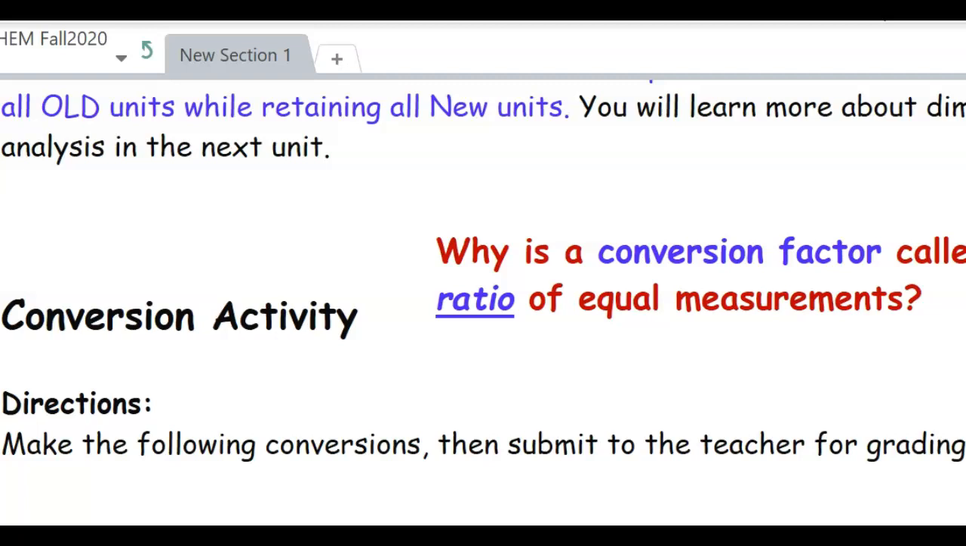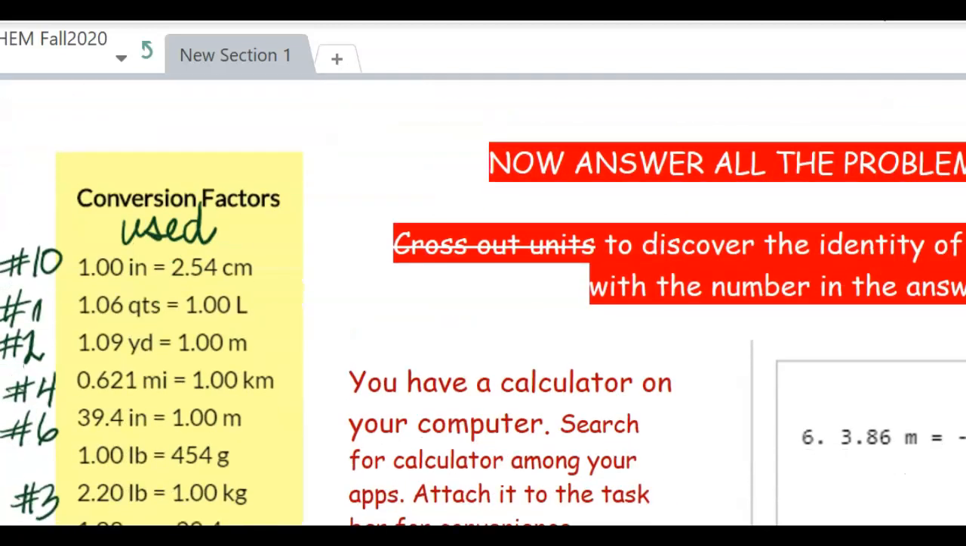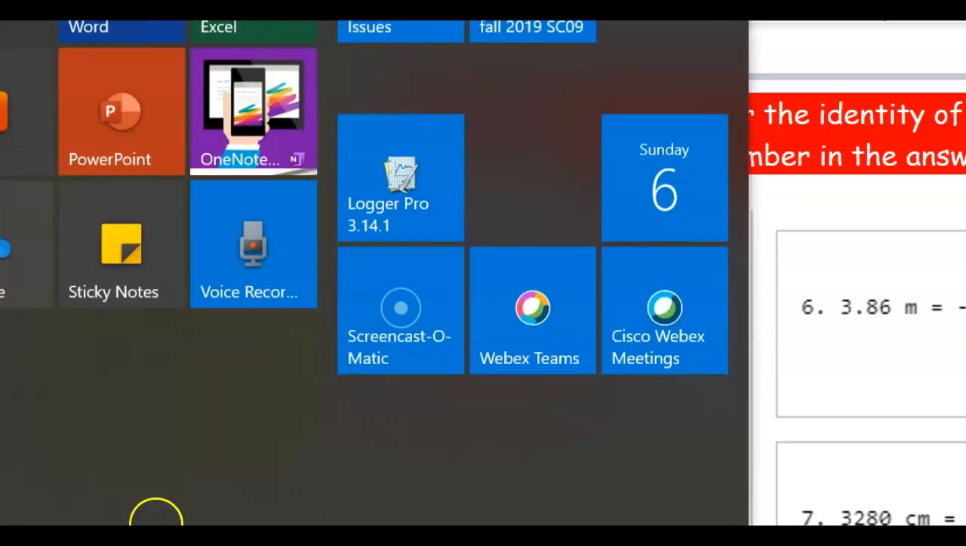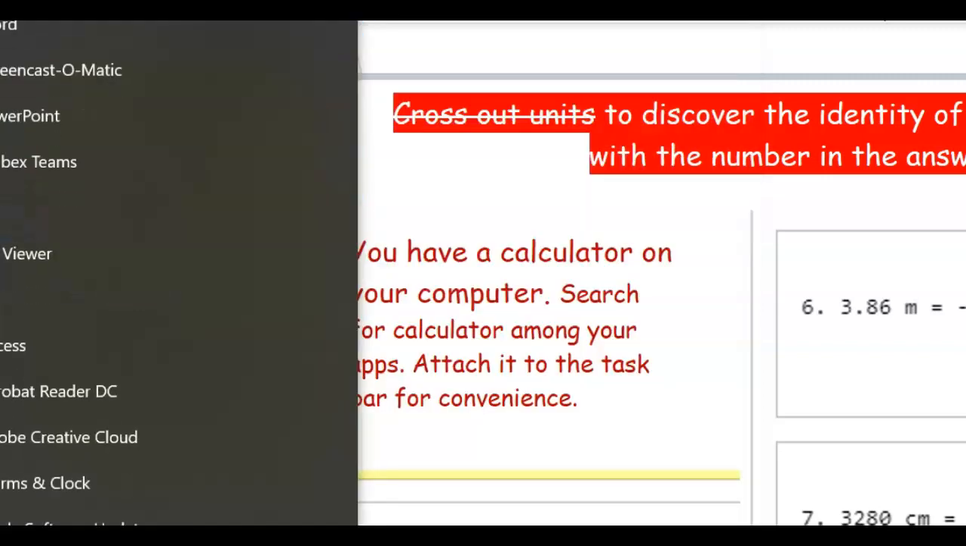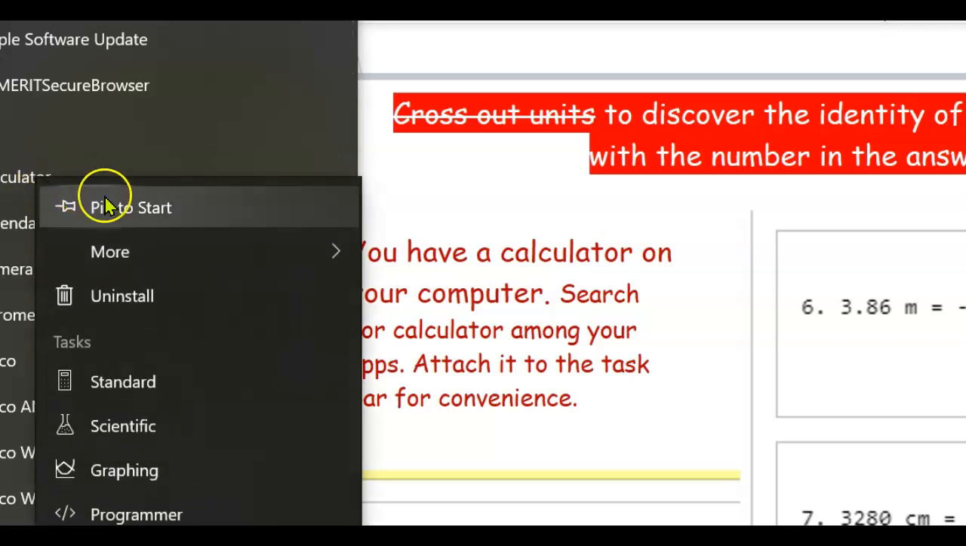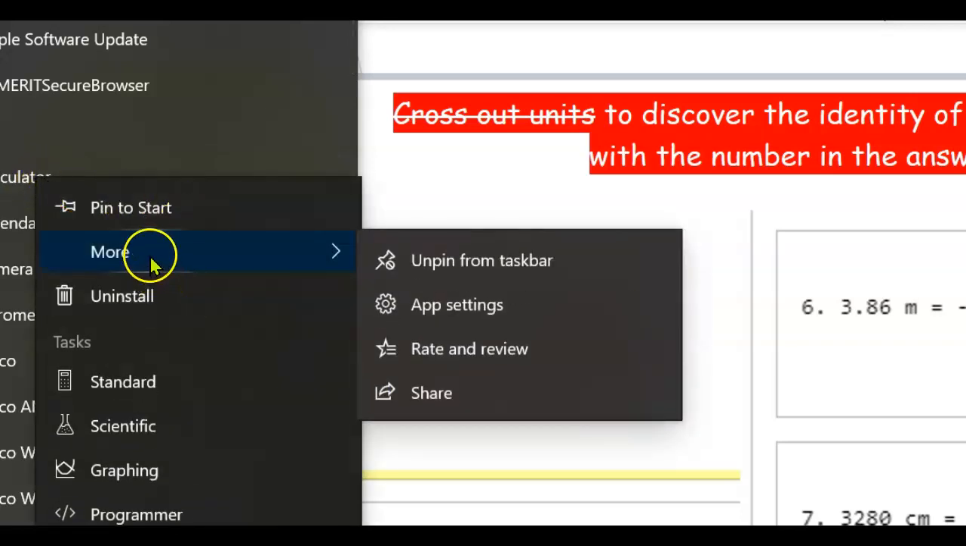Actually, I'll figure out another way for us to do this. So we'll work on it. You have a calculator on your computer, so search for the calculator. I'm going to go to this page and click on all apps under C, and I found calculator. Then I wanted to do more than pin it to the start. I wanted to pin it on the taskbar, because we'll be using calculators a lot, so you don't want to have to do this every time. Either pin it to start or pin it to the taskbar. That's where I have mine.